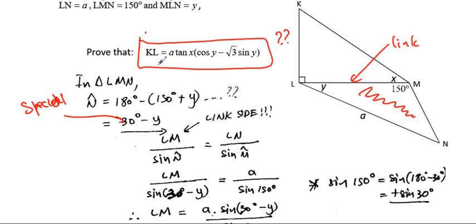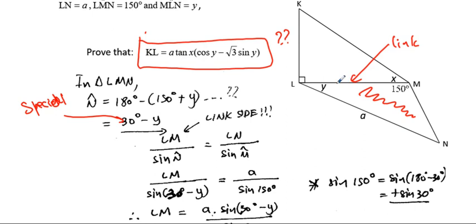So KL is equal to A tan. We need to prove this. KL must be equal to A times tan of X, in this case this triangle, into cos of Y minus square root of 3 sine of Y. Kind of two terms, looks ugly and complicated, but when you see at the end of the example, you'll be thrilled how easy it is. So obviously we want to start here.